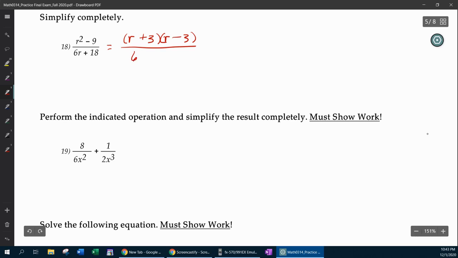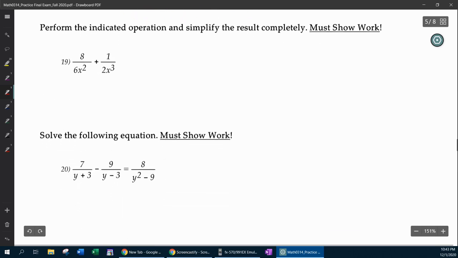In the denominator, I have a common factor of 6 that I can factor out. And that will leave me R plus 3. 6 times 3 is 18. Now I'm going to reduce the fraction, and I can cancel common factors. The final answer, R minus 3 over 6, is done.